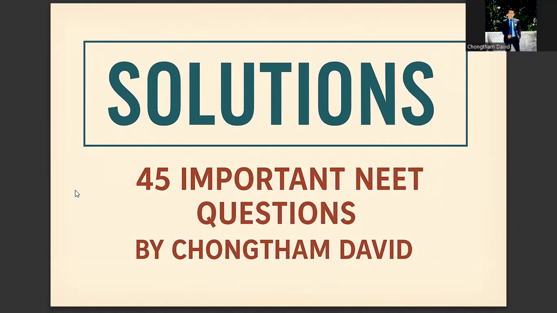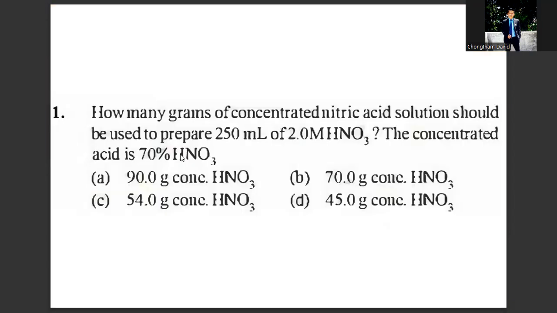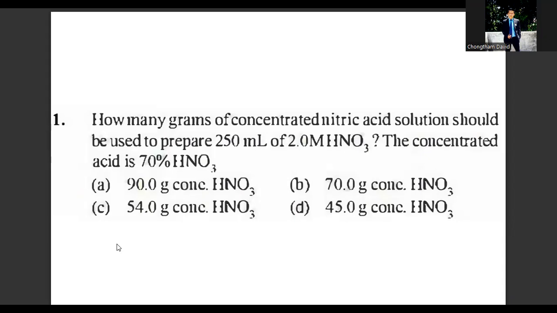The first question I'm sharing on the screen is, let us read together. How many grams of concentrated nitric acid solution should be used to prepare 250 ml of 2 molar nitric acid? The concentrated acid is 70% nitric acid. The given options: option A, 90 gram nitric acid; option B, 70 gram nitric acid; option C, 54 gram nitric acid; and option D, 45 gram nitric acid. So let us calculate the answer for this question.